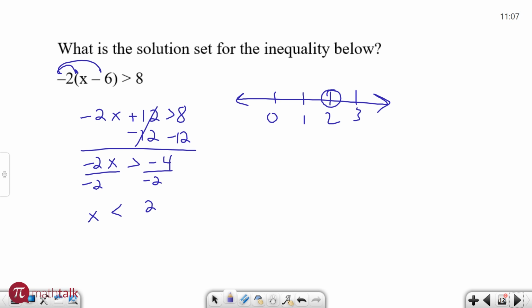Now, because we're dealing with less than 2, we're going to go to the left. So I'm just going to shade everything over here to the left. If it was greater than, we would shade everything that's greater than 2, which is to the right. So this is our solution set, and this is the way it would be written as an inequality: x is less than 2. All right, let's look at another example.